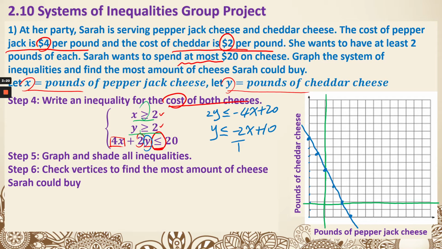Now we need to shade. For the green ones, they're all greater than, so that's going to be pointing to the right. This is pointing up. For the blue one, it is less than or equal to, so that's going to be pointing down. So we are going to shade this section.